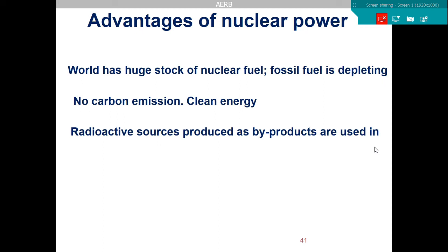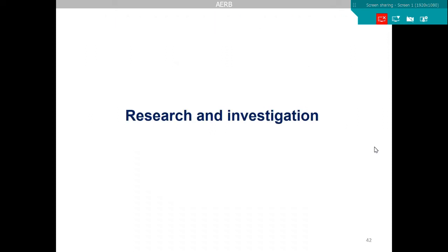And the byproducts, when you operate a nuclear reactor, they are radioactive sources, and they can be used, as you know, in medicine, in industry, in agriculture and research, and so many other purposes. In some reactors, the byproduct can be the fuel for the next generation if it is a breeder reactor. There are many advantages of nuclear power. Because it is very well known to all of you, I'm saying only that much about nuclear reactors.